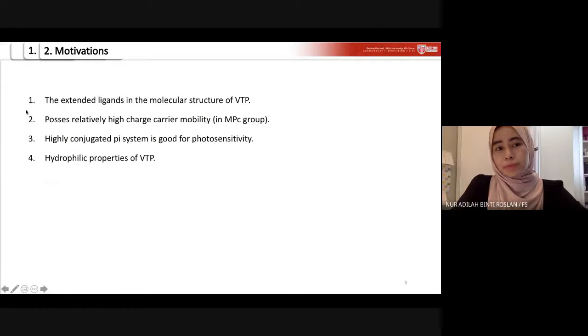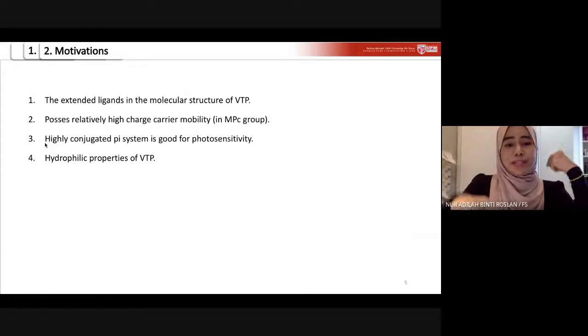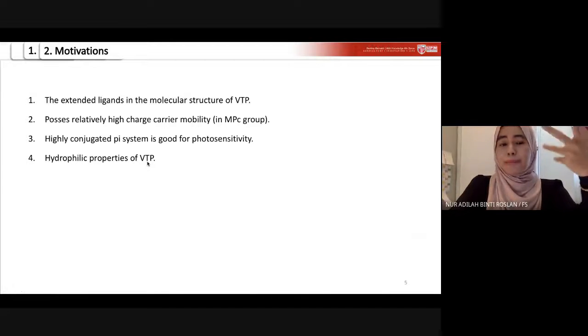So comes the motivation. So these are the motivations of this work. The first one is the extended ligand in the molecular structure of the VTP, the one that I just mentioned. It possesses relatively high charge carrier mobility within the MPC group itself. And then a highly conjugated pi system is good for photosensitivity. So you can see that between the VOPC and VTP, VTP consists of a highly conjugated pi system, and also hydrophilic properties. This is for the humidity sensor, because for the humidity sensor, we want the hydrophilic properties. It must like water.